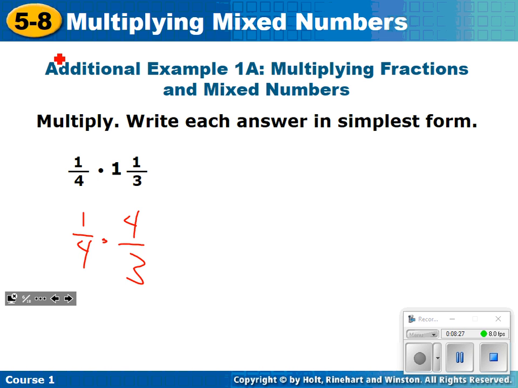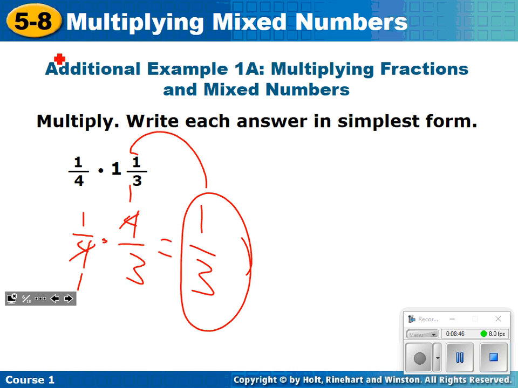Now check our diagonals. Well, 4 and 4, that's easy. 1 and 1. 1 times 1 is 1. 1 times 3 is 3. Now, a lot of you are going to look at that problem and go, wait a second. I'm multiplying, and I've got a number here, 1 and 1/3, that's a lot bigger, and my answer becomes so much smaller. Why? Usually when you multiply, doesn't the answer get bigger? Why would it be smaller?